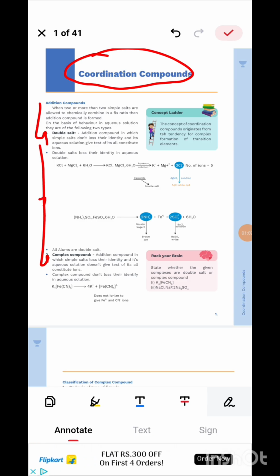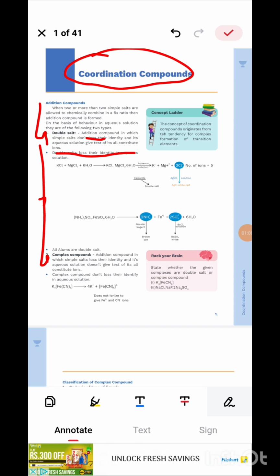ठीक है, तो यहाँ पे double salt lose their identity in aqueous solution. So it is a very important point. Actually it is mentioned wrong. So double salt loses the identity in the aqueous solution. So an example is given here.